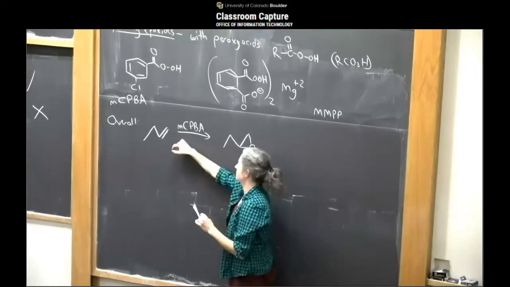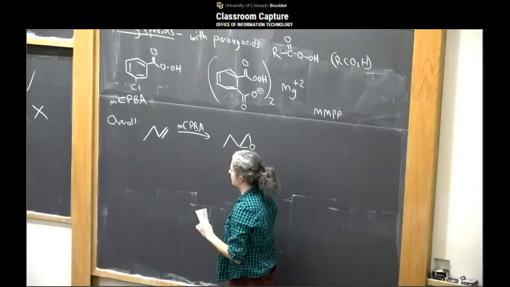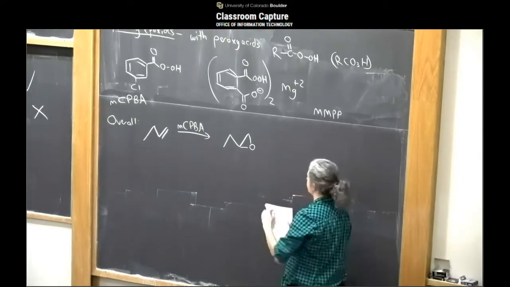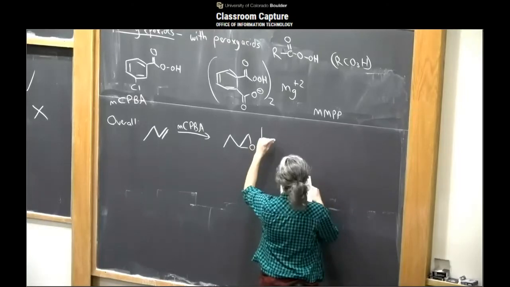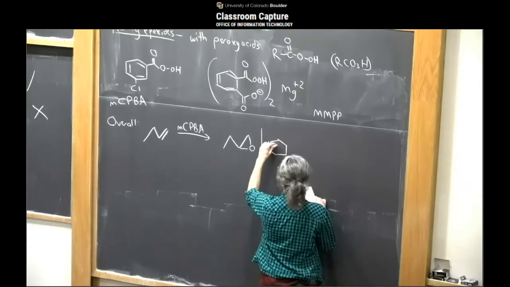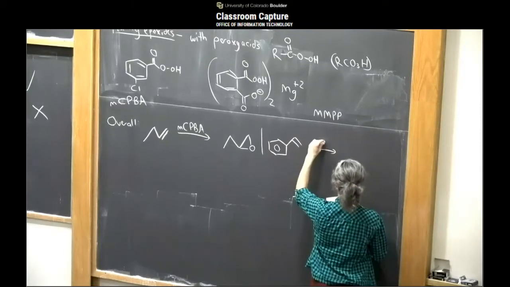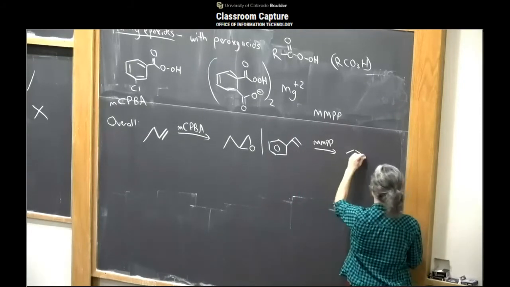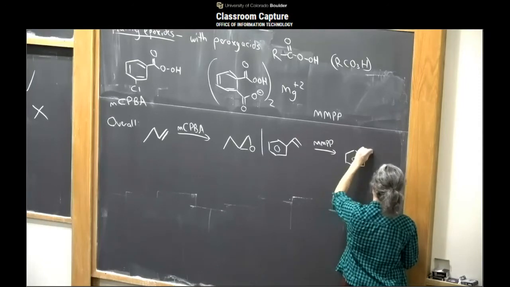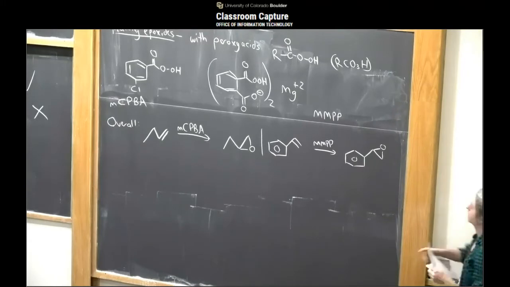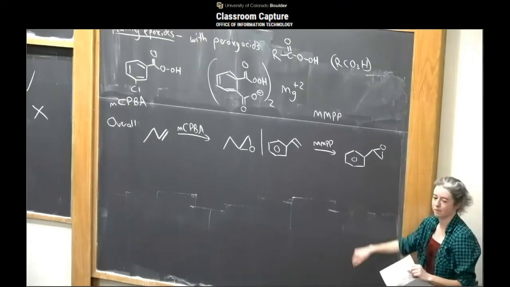You might see it written with a solvent. I think DCM is probably the most common, but there's a few other options, but you don't have to list it in there. Another example, let's try MMPP. It would just epoxidize the alkene on that molecule as well.